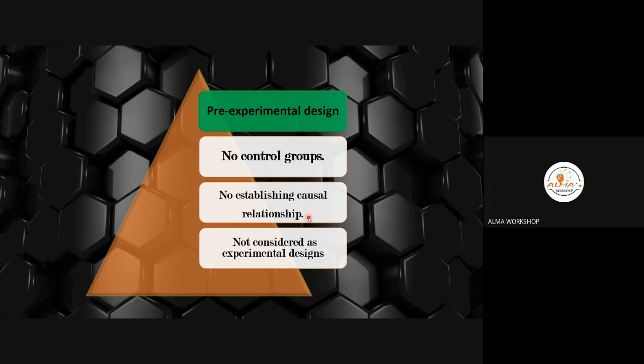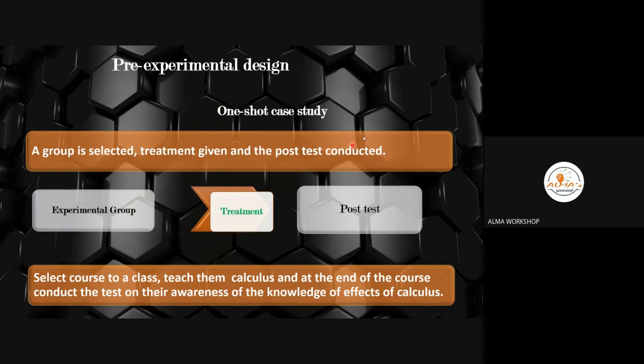Experimental research design has a cause-effect relationship. You cannot find out any causal relationship here, so it is not considered an experimental design. Such a design, you call the pre-experimental research design. For example, in a one-shot case study, you have an experimental group, you give a treatment, and you give a post test. You select a group, treatment is given, and the post test is conducted. That is a one-shot case study.